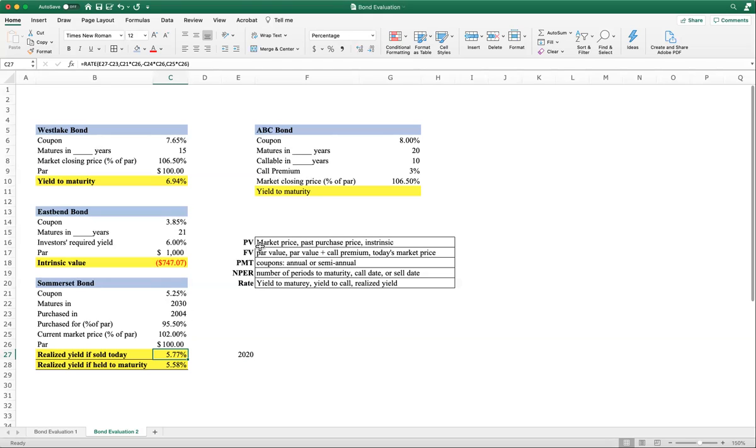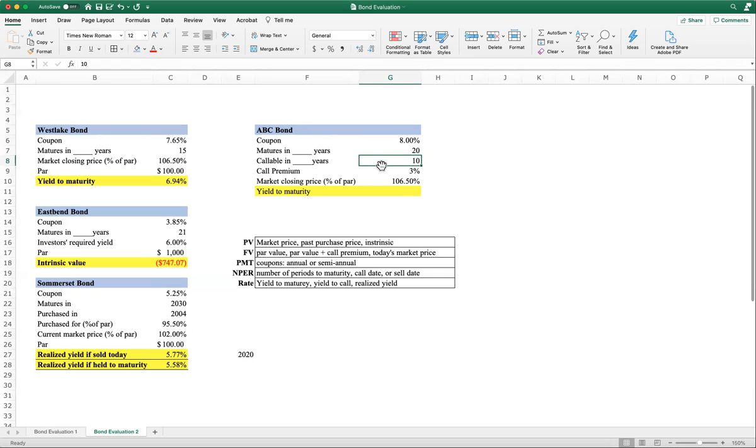So let's do the last example before we conclude the bond evaluation pricing. We have ABC bond, the coupon is 8%, matures in 20 years, and it's callable. Let me explain what it means. Callable means that the company has a right to call the bond back before it matures. Okay, so why would a company do that?